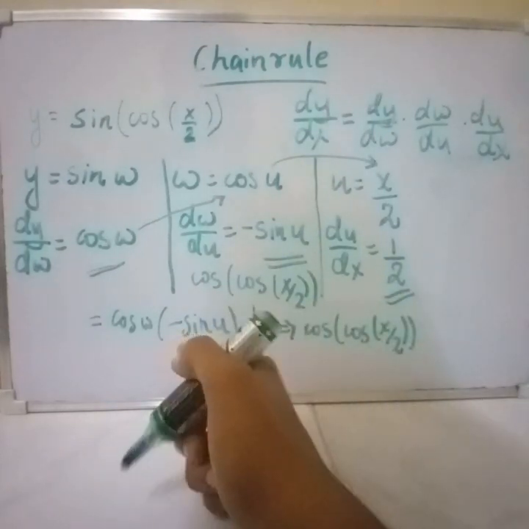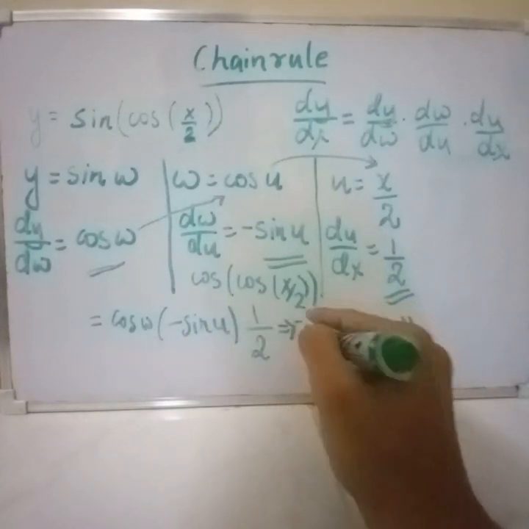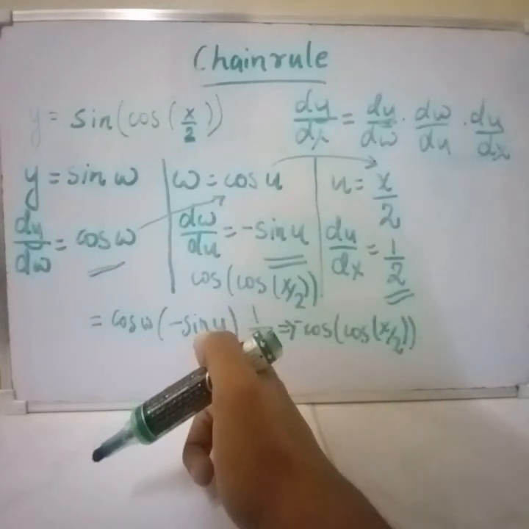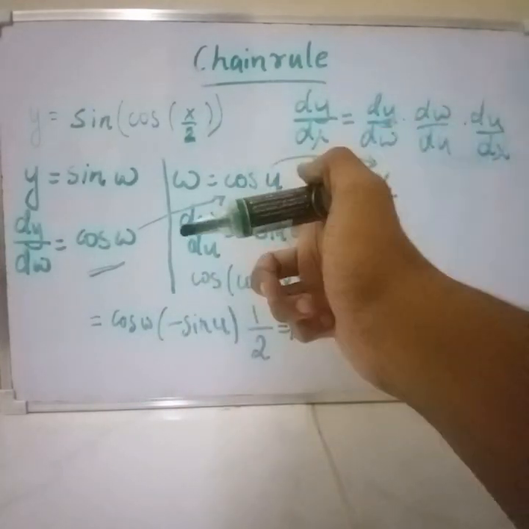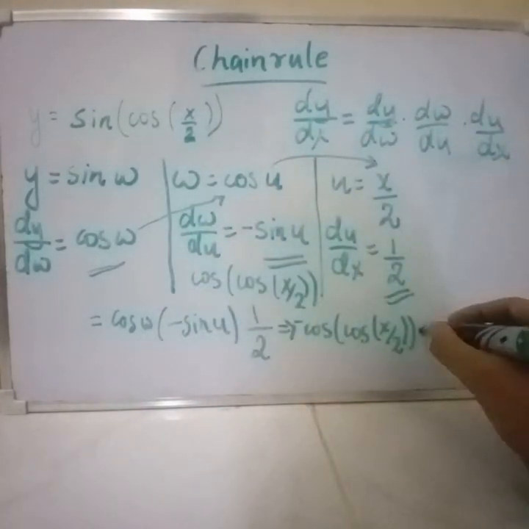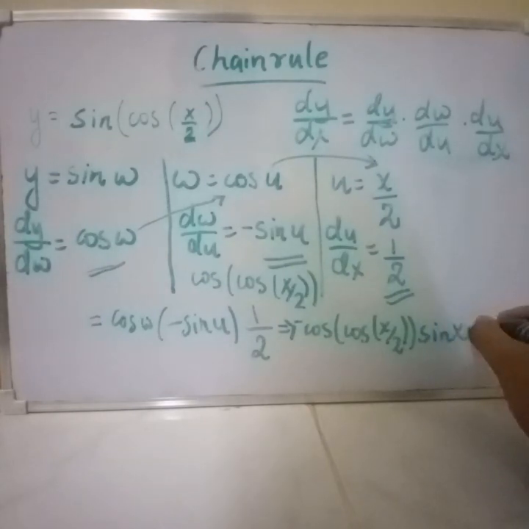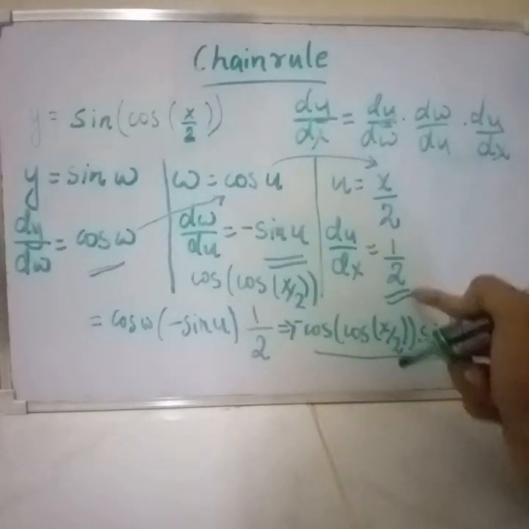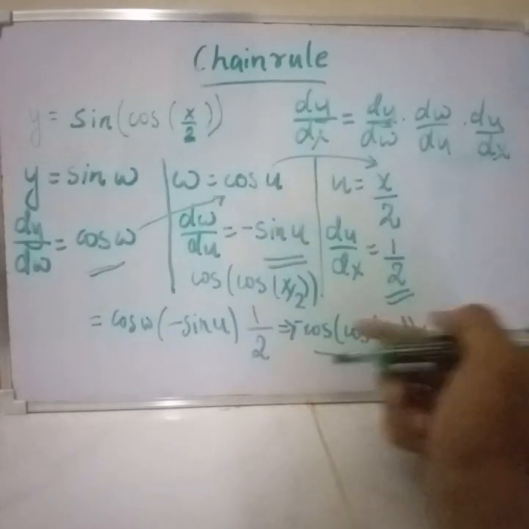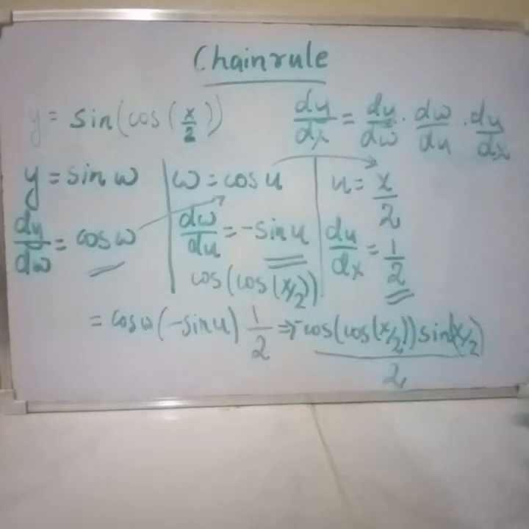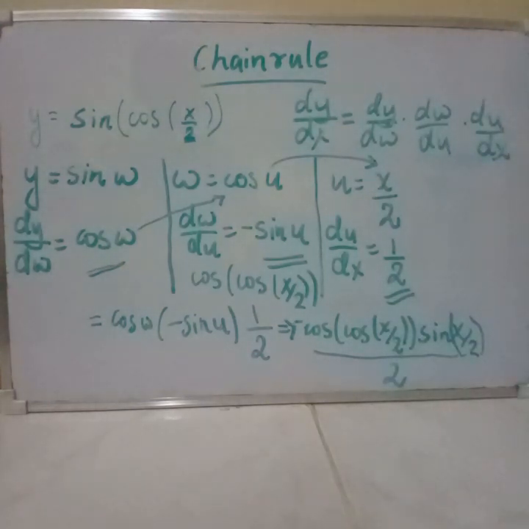Then minus sine u we are having, we can take the minus sign outside. What is the u here? Our u is x by 2. So instead of sine u, you can write it as sine x by 2. This thing is an angle, and the whole thing is multiplied by du by dx, our half, so it's divided by 2. So this is the final required answer: minus cos of cos x by 2 multiplied with sine x by 2, the whole thing divided by 2. So like this you can apply the chain rule here.